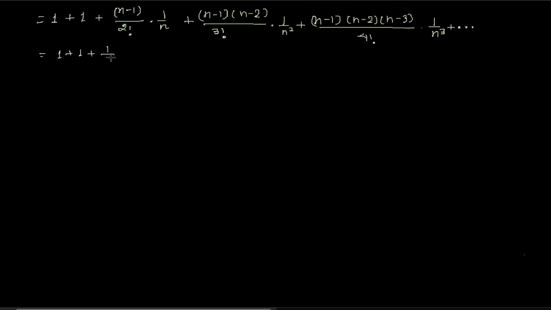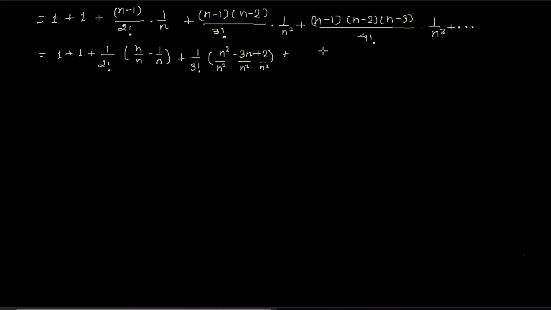Now let me separate 1 over 2 factorial over here and distribute this n, that is n over n minus 1 over n, plus, and similarly we can do here 1 over 3 factorial and the product of n minus 1 and n minus 2, which is n square minus 3n plus 2 over n square. Now distribute this n square here, here, and here.